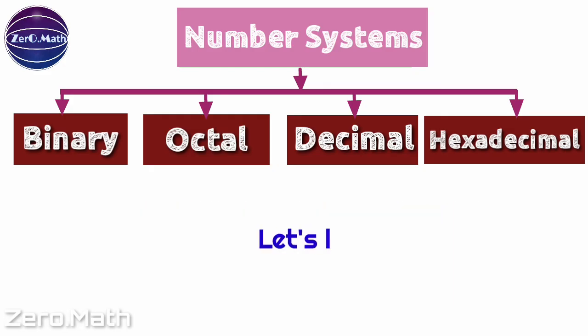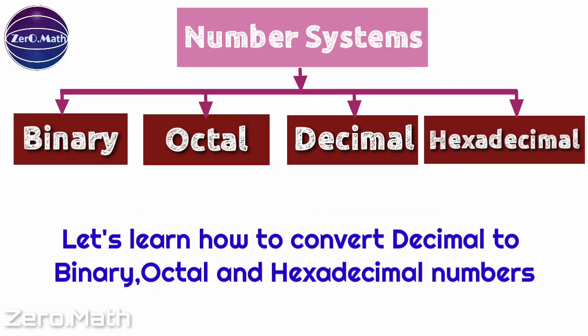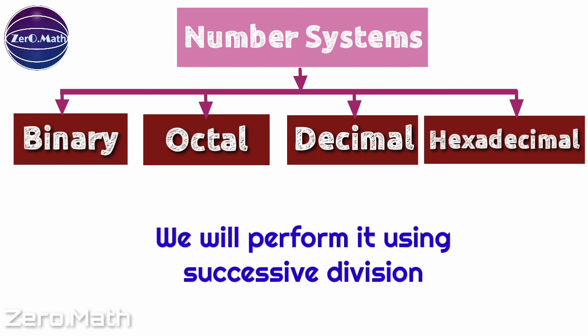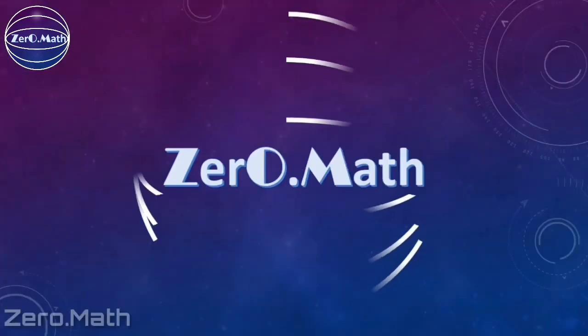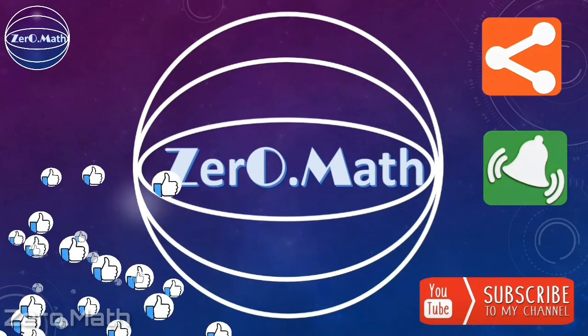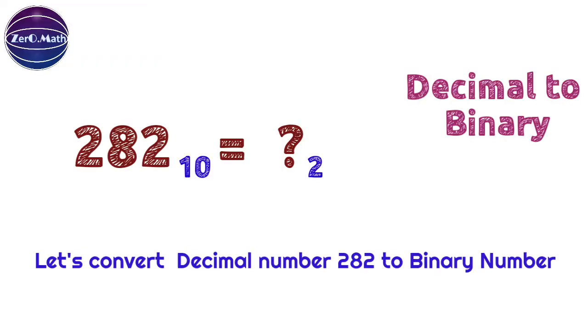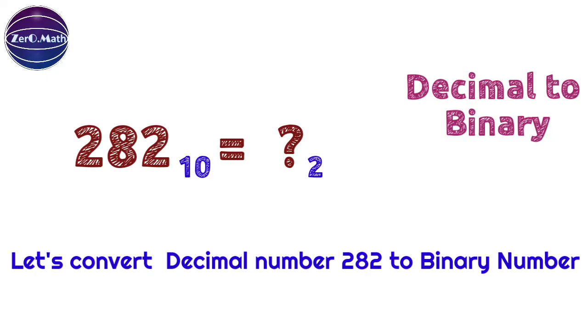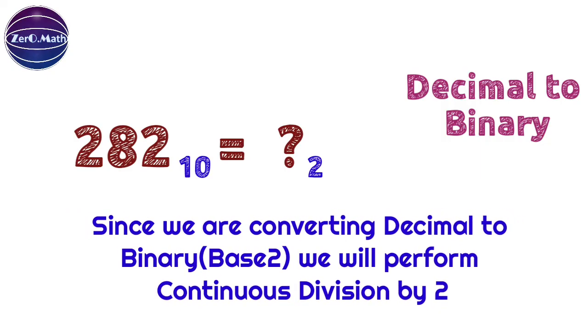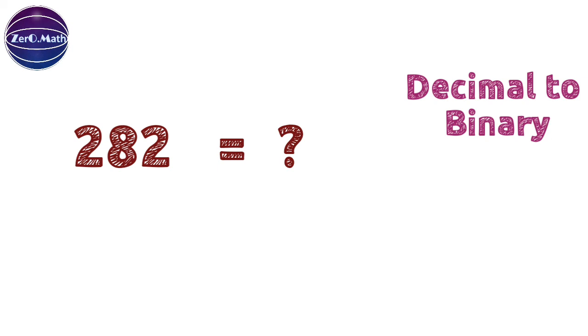Now let's learn how to convert decimal numbers to binary, octal and hexadecimal numbers. We will do it using the method called the successive division method. Let's convert the decimal number 282, which is represented as 282 base 10, to a binary number. We know that a binary number is a base 2 number, and since we are converting decimal into binary, we will perform successive division by 2 until we get 0.